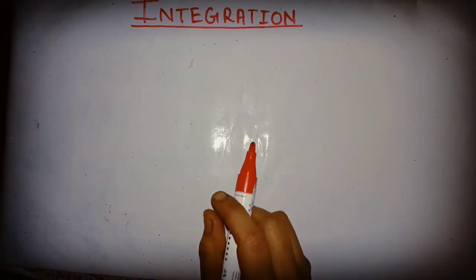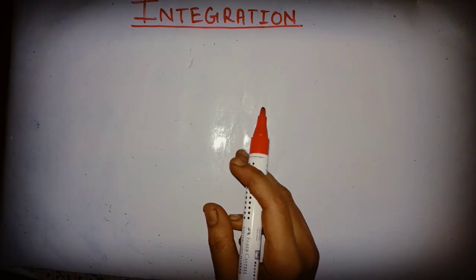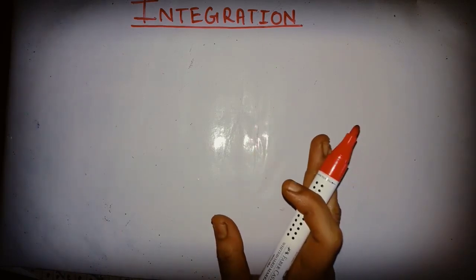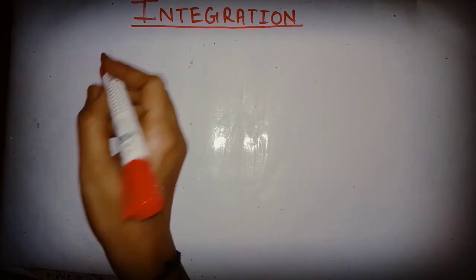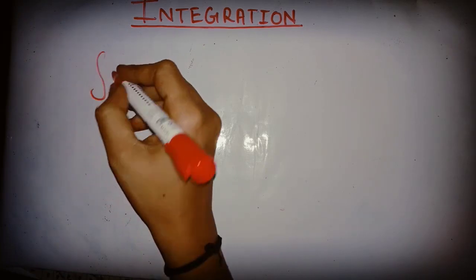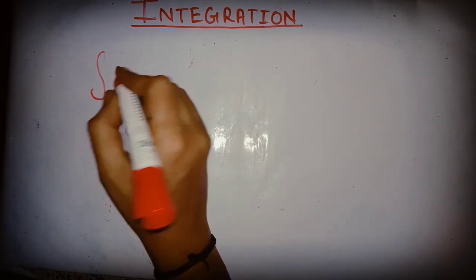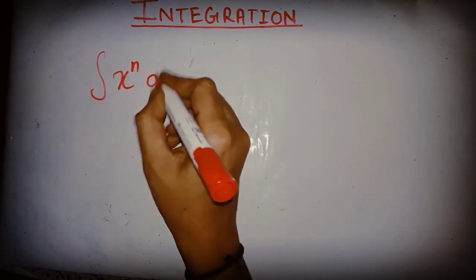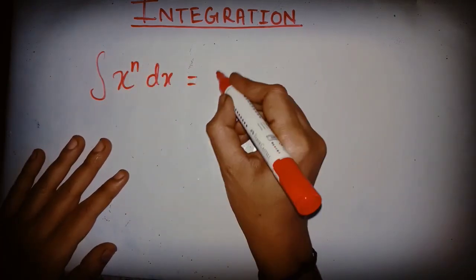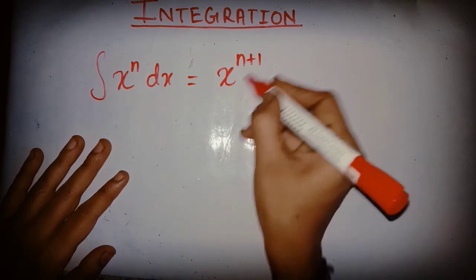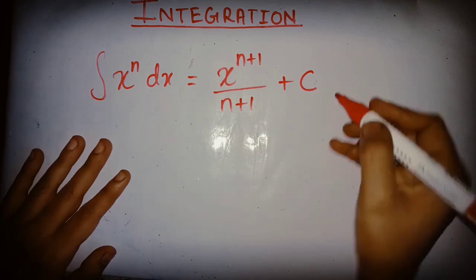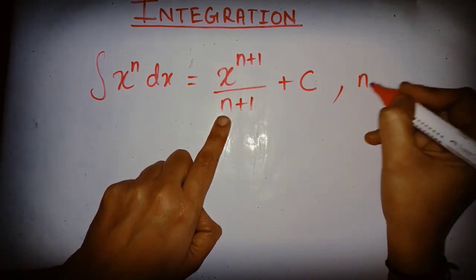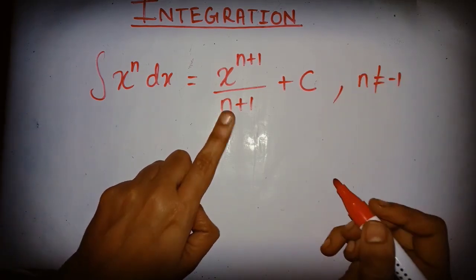Hello students, so now let's see the standard results of integration. The main standard result of integration is the integral of x raised to n dx. We write it as x raised to n plus 1 upon n plus 1 plus c, where this n is not equal to minus 1.